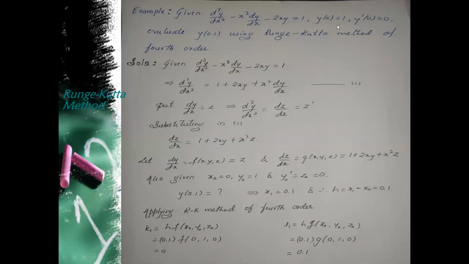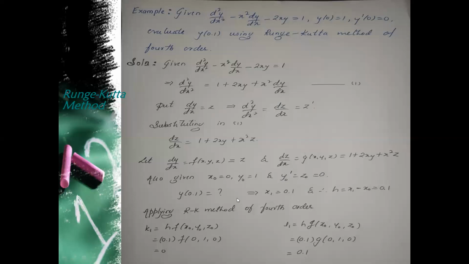Now let us write down the conditions also. So the conditions given are x naught is 0 initially, y of 0 and y dash of 0 are given. So that implies our x naught is 0, y naught is 1, and y naught dash is z naught. Y dash, that is dy by dx, is nothing but z. So y naught dash is nothing but z naught. It is equal to 0. That is given to us. Now we need to find y of 0.1.